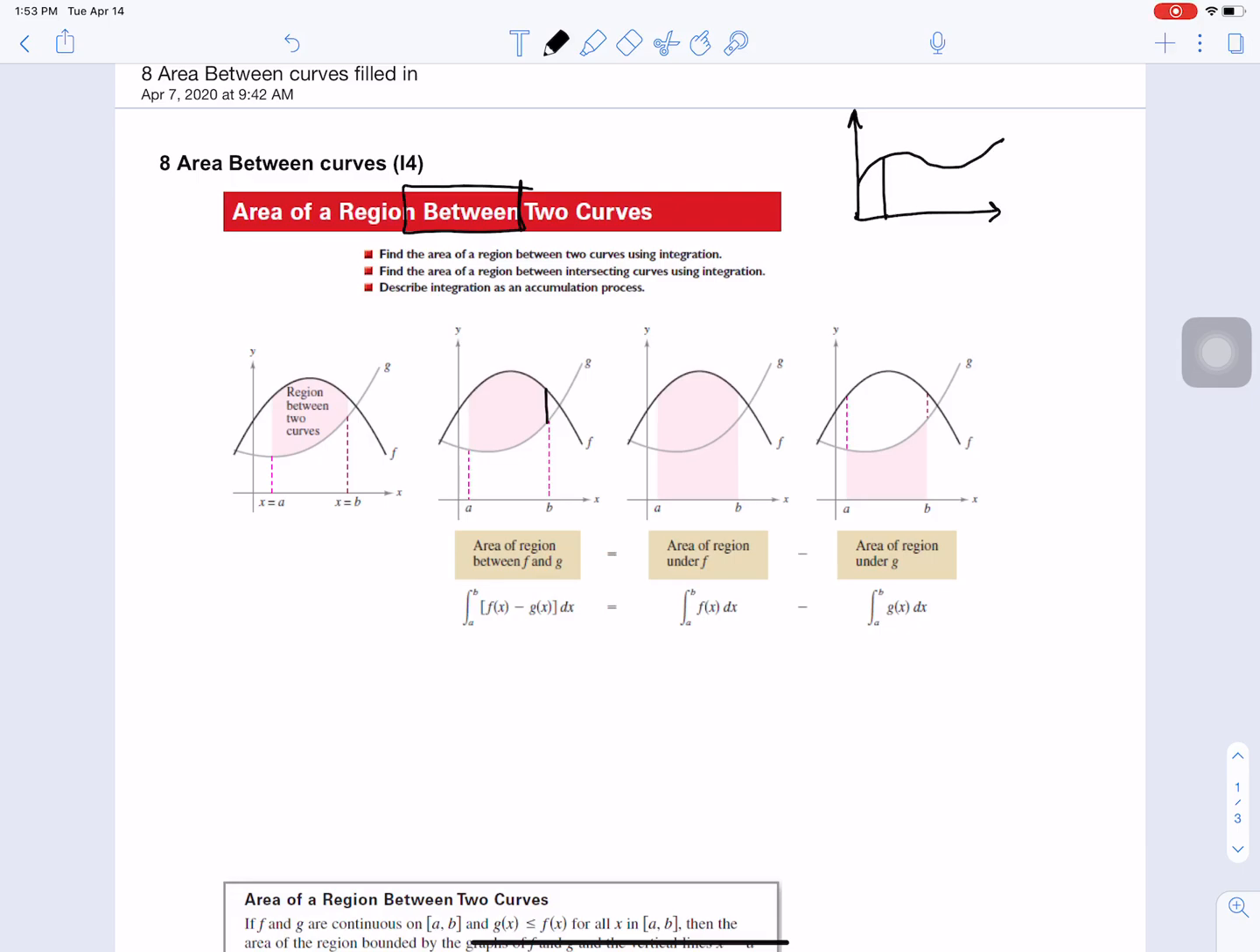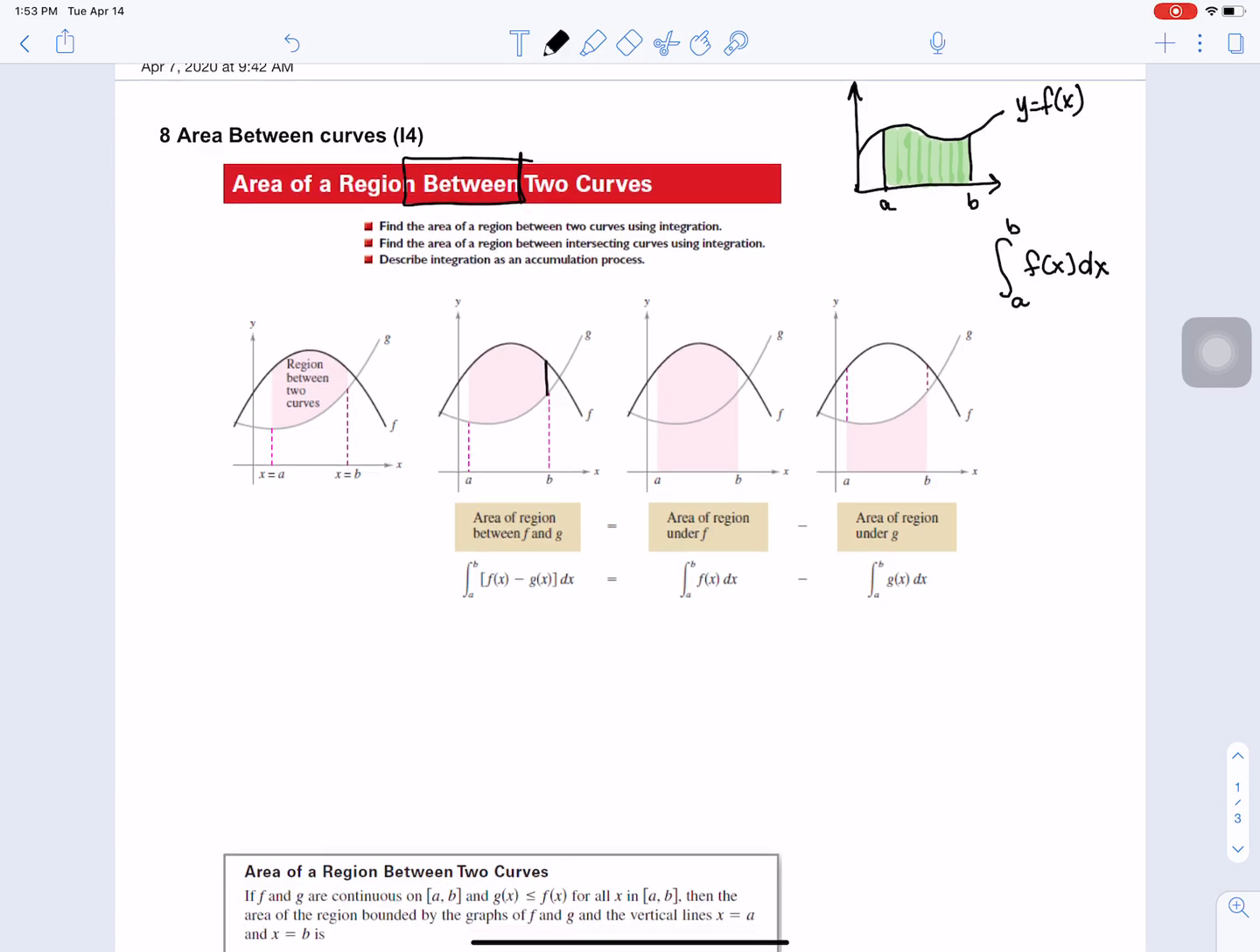So let's say that's my function y equals f of x. And if this was x equals a and this was x equals b, and I was interested in finding this area under the curve, we already know based on I2 how to set up this area. We would go from a to b, f of x dx, and it's an area bounded by the x-axis, and then that would represent that green area under the curve.